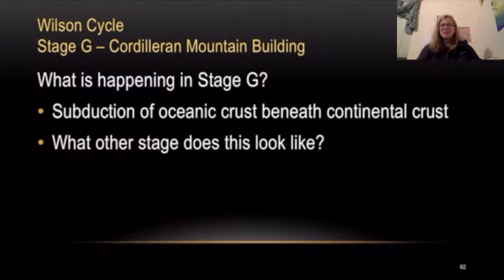Yes, it's very similar. So in stage E, we've got ocean crust and ocean crust subducting, one under the other, making a line of volcanoes. In stage G, we've got ocean crust subducting under continental crust, making a line of volcanoes. So stage E is the answer there.